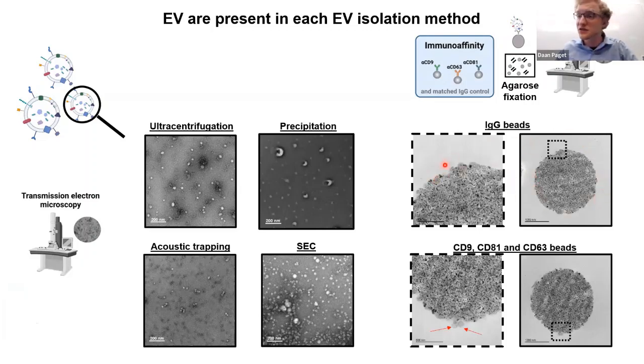If we zoom in on the surface of the beads, we see no extracellular vesicles present for the IgG beads. But when we look at the tetraspanin beads, CD9, CD81, and CD63, we see that extracellular vesicle-like particles are present at the surface of the beads, nicely showing that we are isolating EVs.